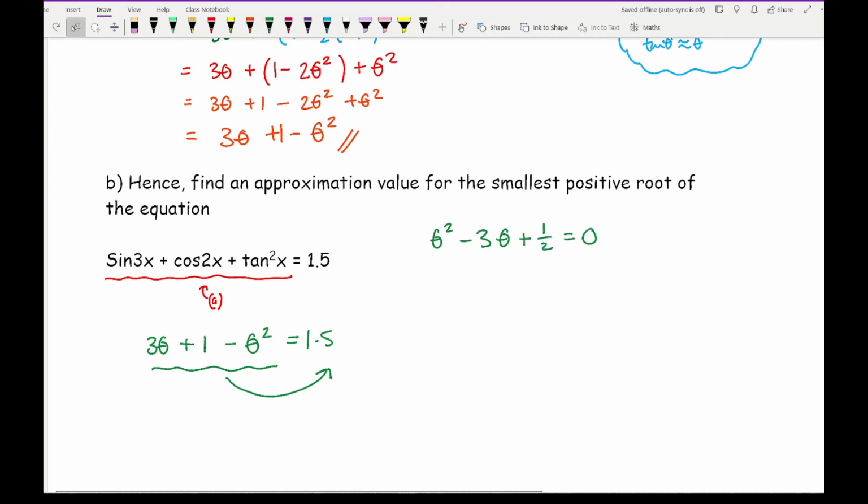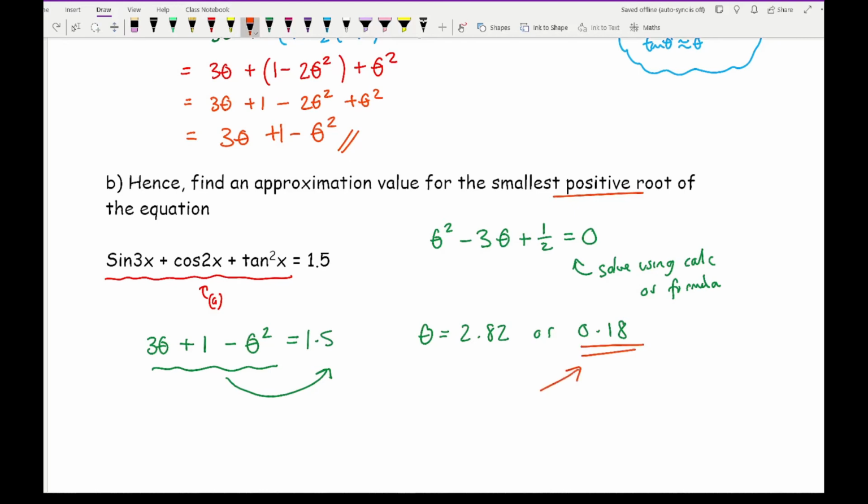Now from this, I want to go on to solve this equation. Again, you can solve this either by using your calculator to solve using calc, or by using the formula, in which I get that theta equals 2.82 or 0.18. Now the question asked me to work out the smallest positive root. So the smallest positive root is this one. It is still important that you write down the two answers, but your final answer for theta is going to be 0.18, and that's to 2 decimal places. And there is my final answer. So, and there we go.